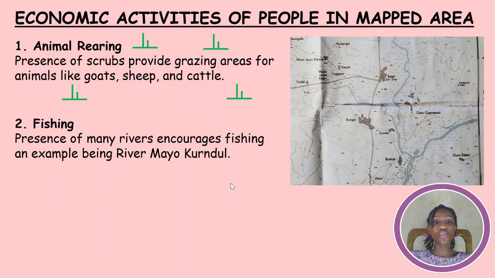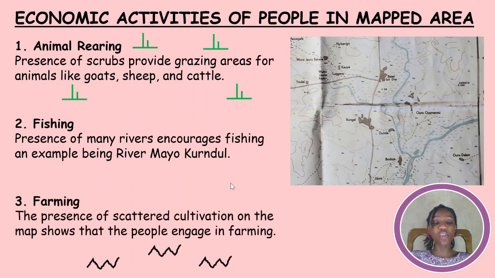The next economic activity of people living in this area is farming. The presence of scattered cultivation, those black zigzag lines that span the map, tells us that people living in this area engage in farming. And the fact that the map has good drainage, as evidenced by the numerous rivers, also supports the farming occupation of people in this area.